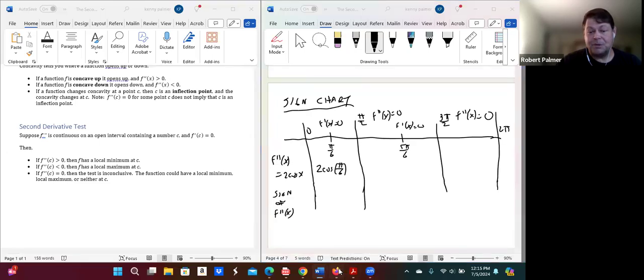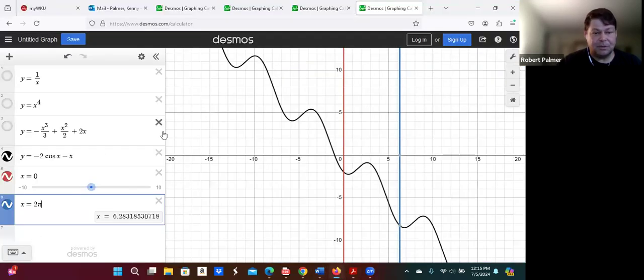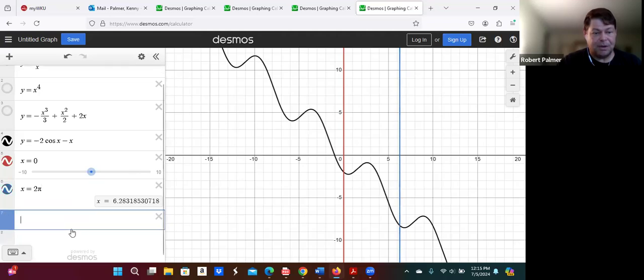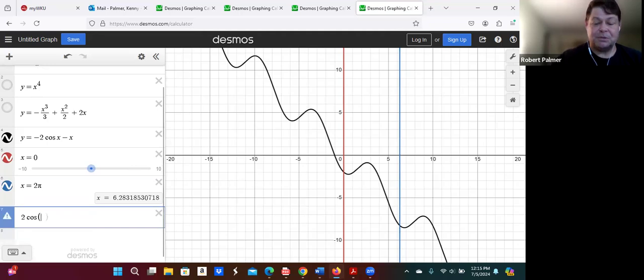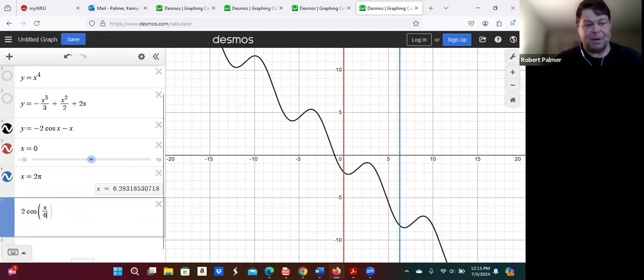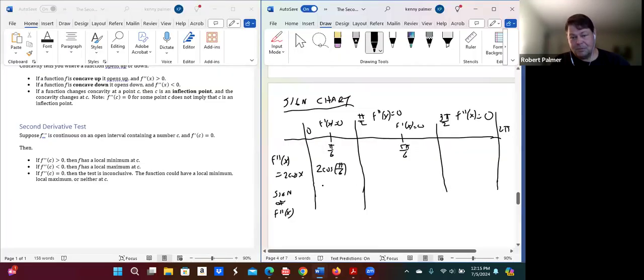Let's do that. We can actually do that on Desmos, so let's move down a bit. 2 times the cosine, and then pi over 6, just do pi for pi, divided by 6. And we get about 1.73, and the main thing is that it's positive. About 1.73, of course, is positive.